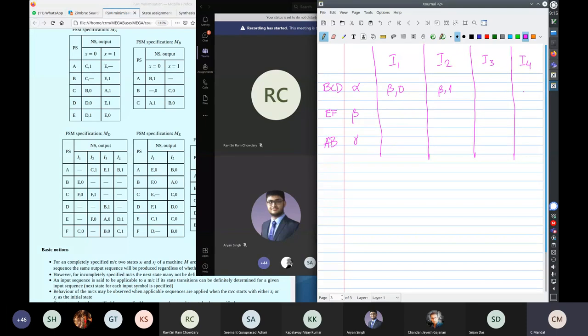For the time being, I'm just leaving this. I am facing confusion whether it is BCD or AB. When on input I3 my present state is BCD, whether my output state will be alpha or gamma, there I am facing the confusion. Yeah. So let us see. When you have I3, you are considering BCD.